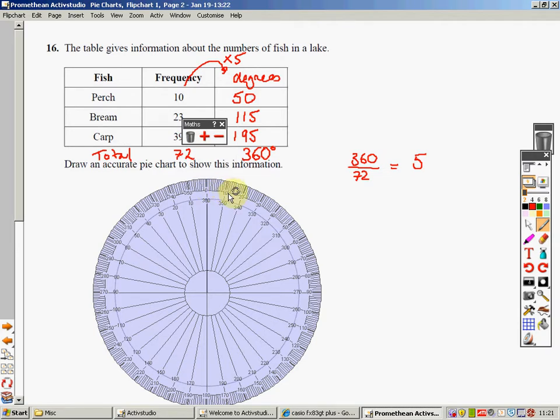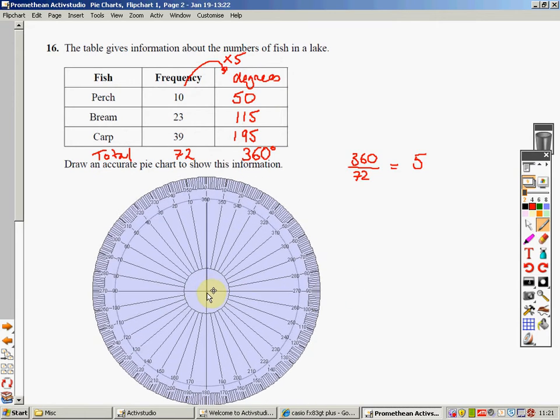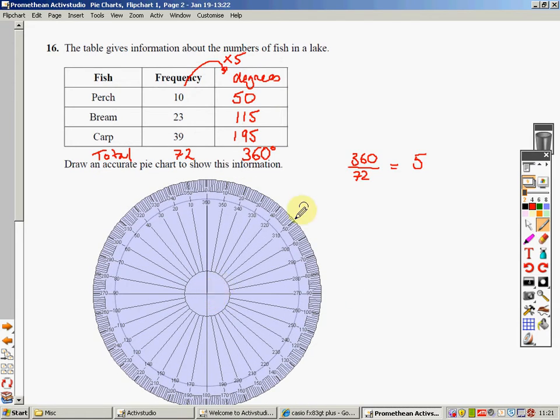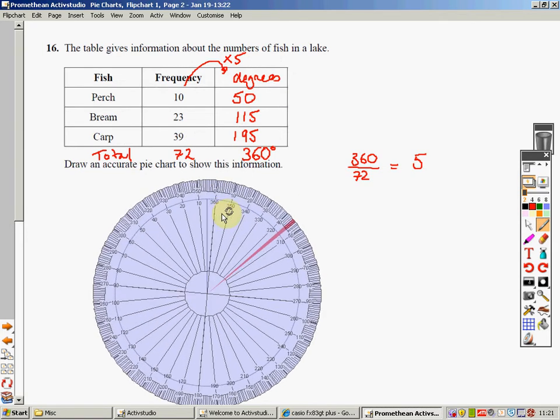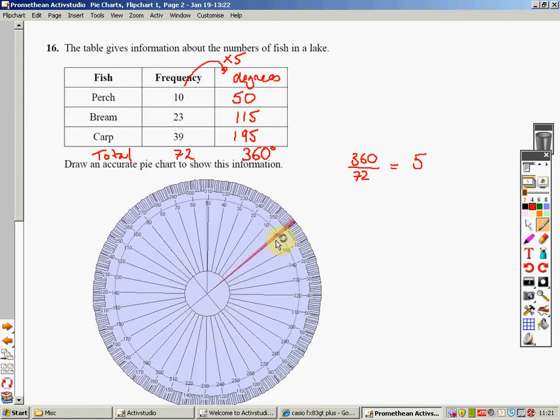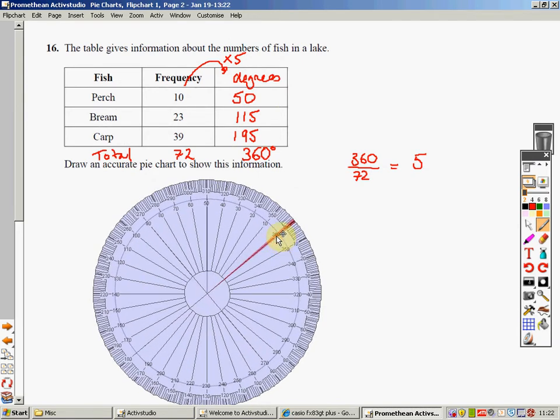So I need to count round 10, 20, 30, 40. That counting is important to make sure we're not using the wrong scale, the inner scale here. We want the outer scale because that's the one that's going up sensibly. 10, 20, 30, 40, 50. So I'm going to draw there. Let's try again. Go to 50. I think it might have drawn it for me there. That's 50. I now need to move my pie chart scale around to start to do the next 115.